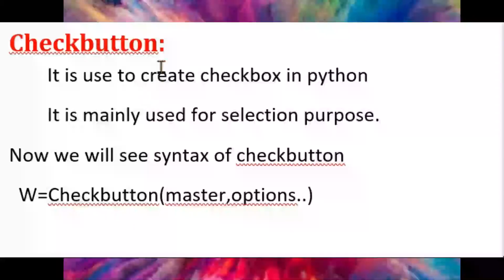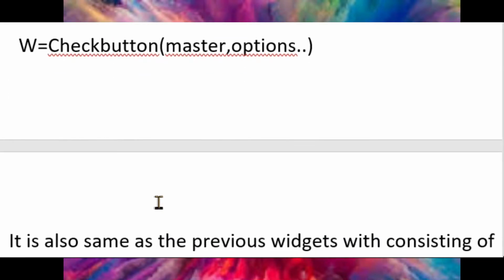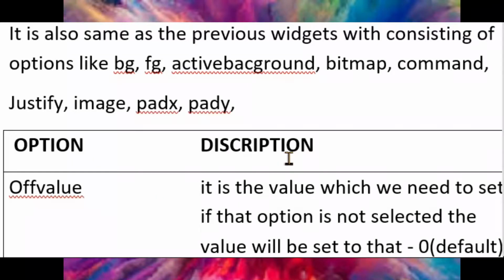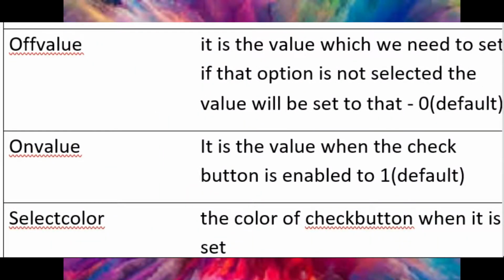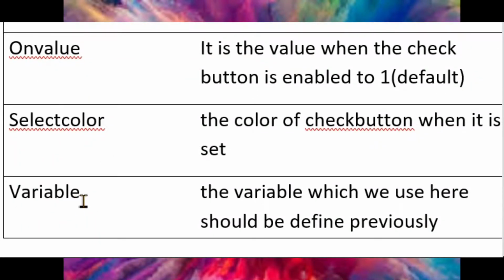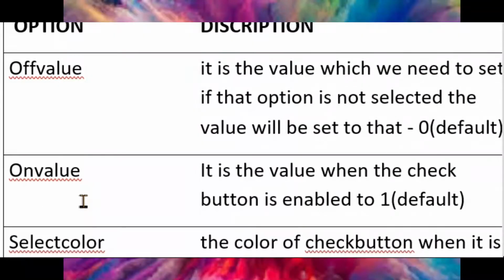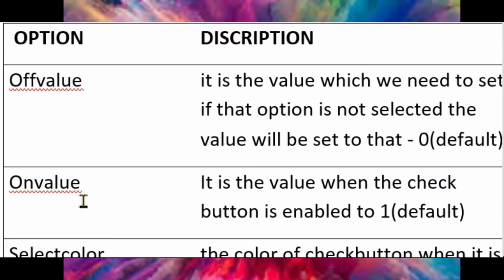Hi friends, today we will discuss the check button. Here you can see that the check button is mainly used for selection purposes and it will create a checkbox, and this is the main syntax of the check button. Now we'll see the options and the descriptions. These are similar to all the others, that is background, foreground, active background, and bitmap and command are the same for all. The only differences here are off value, on value, select color and variable. These four are the only differences for this check button. We'll discuss them only.